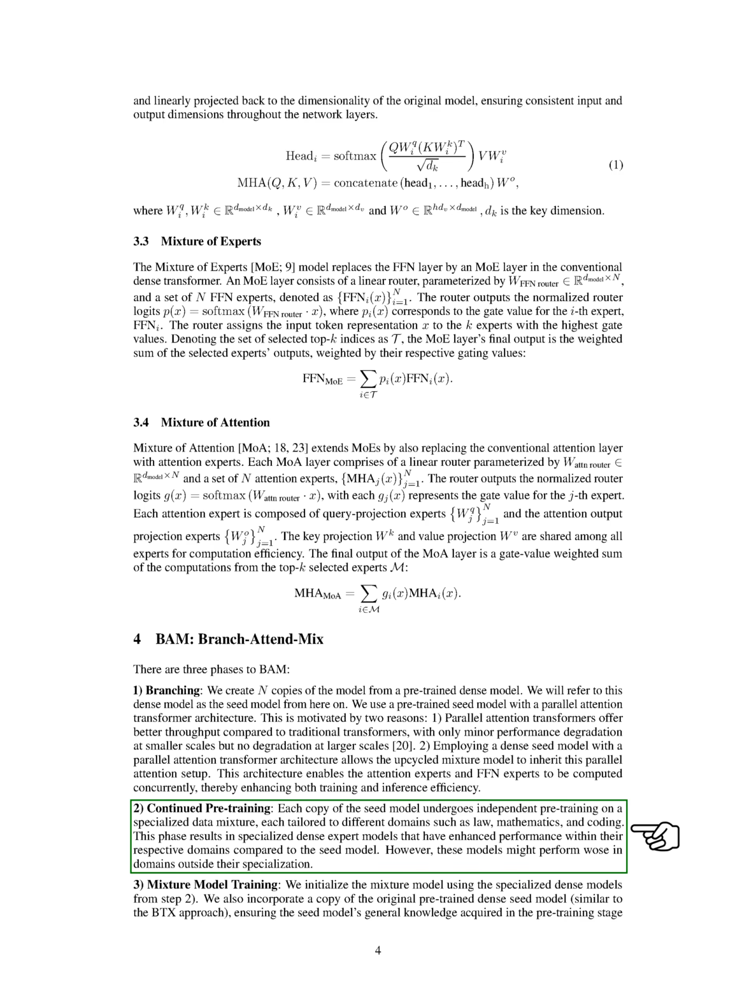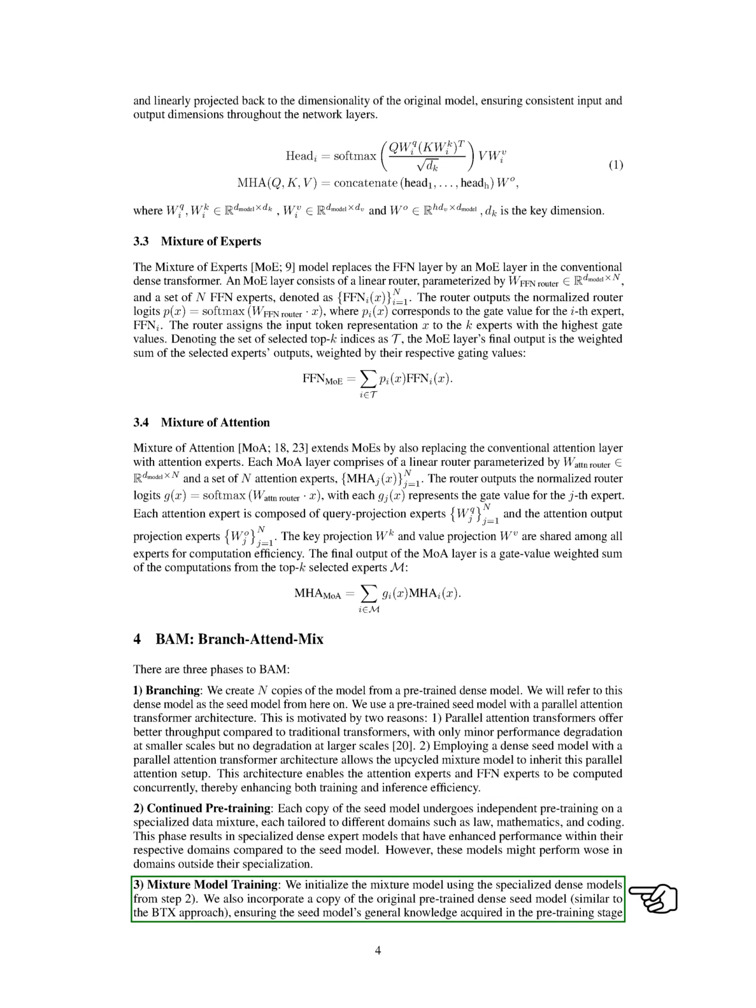Next, during the continued pre-training phase, each copy of the seed model is independently trained on a specific mix of data tailored to different fields like law, mathematics, and coding. This results in specialized models that perform better in their respective areas, although they may struggle outside their specialties.